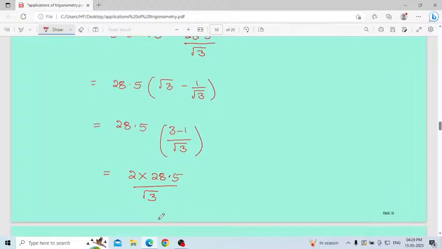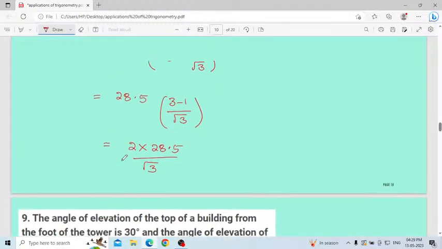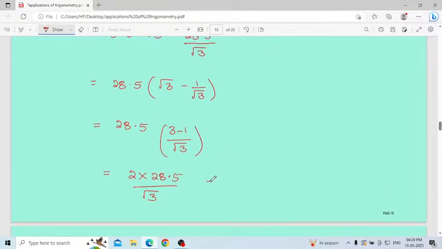Then 28.5 into 2 is 57 divided by root 3. Rationalize here: 57 into root 3 divided by 3. 3 ones are 3, 3 nines are 27, so your answer is 19 root 3 meters.